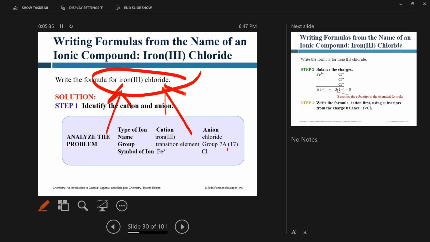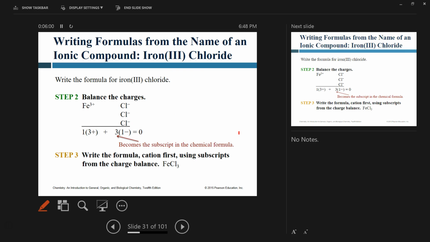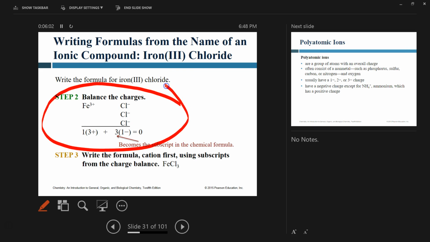Remember that chloride, being an anion, has 7 valence electrons, but it has a valency of 1, so it accepts 1 electron. And for iron, based on the name, the valency is 3. So for 1 iron with a valency of 3, you need 3 chlorides with a valency of 1. And this is how you balance it. So you have 3 positive charges on iron and 3 chlorides, each with 1 single negative charge.